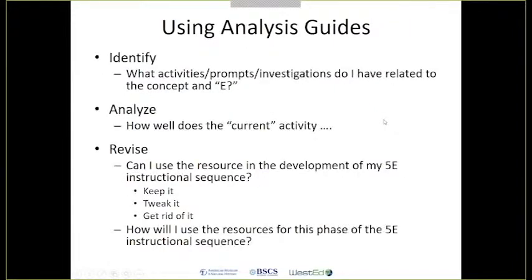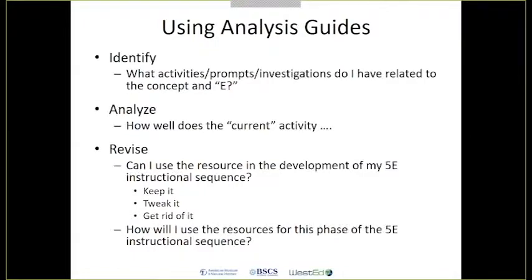So when you get the guide, it's going to have three pages. In the first part of the guide, you need to identify your activity. So you need to bring something to the table. Maybe it's a lesson that you used last year, maybe it's a brand new lesson that you just found and you want to try it. But you want to determine if it's one of the five E's that could fit into a storyline for your standard, that you've already figured out through Tools 1 through 3. So you have to identify your lesson first.